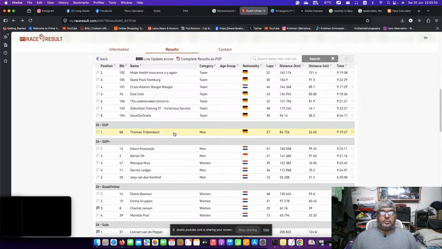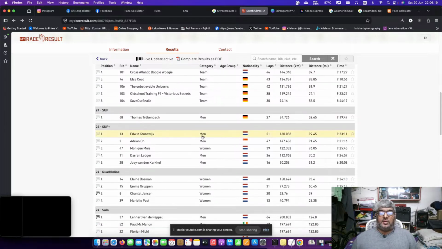Thomas Trunback is stand-up paddling. He is doing it alone in the SUP session. He has done about 84.726 kilometers in 9 hours 19 minutes. The Indian metric system is used here, so I'm only reading the kilometers. If you are from the US, kindly read the distance provided in miles.